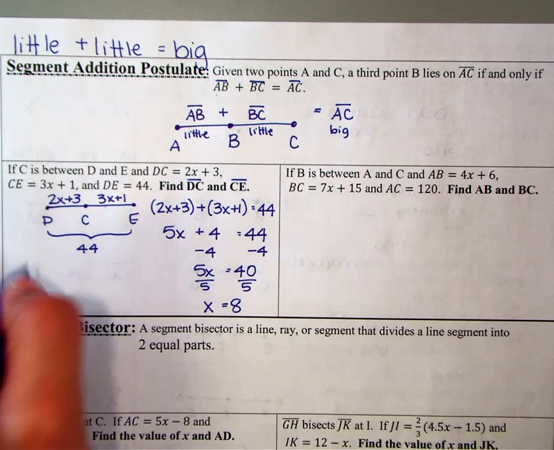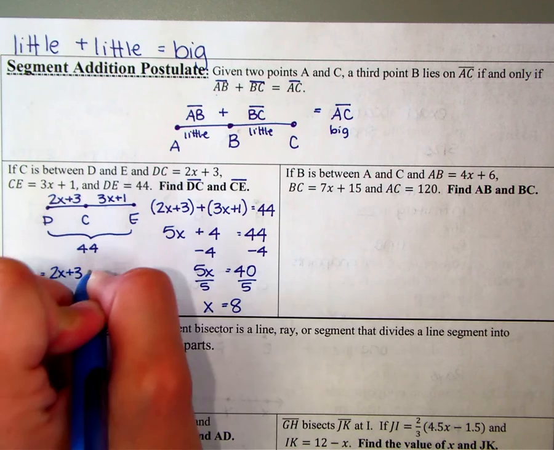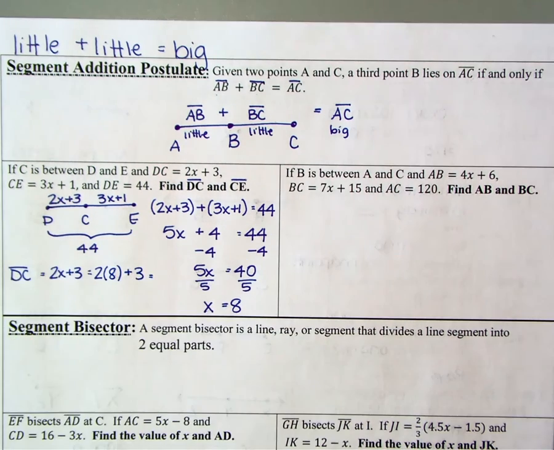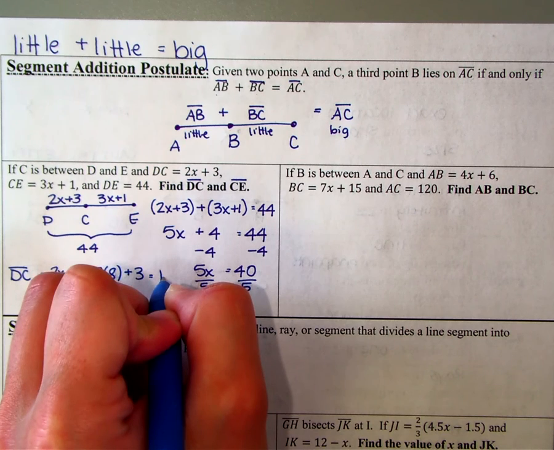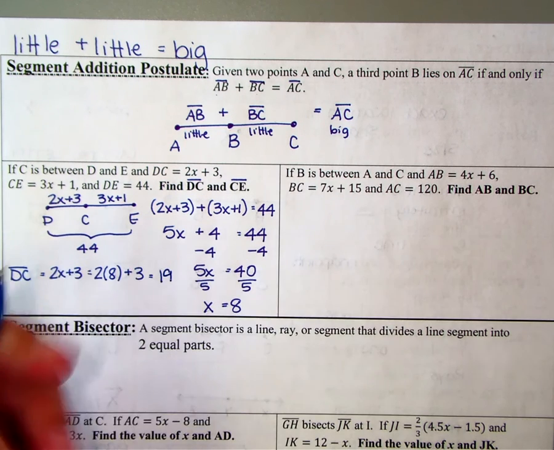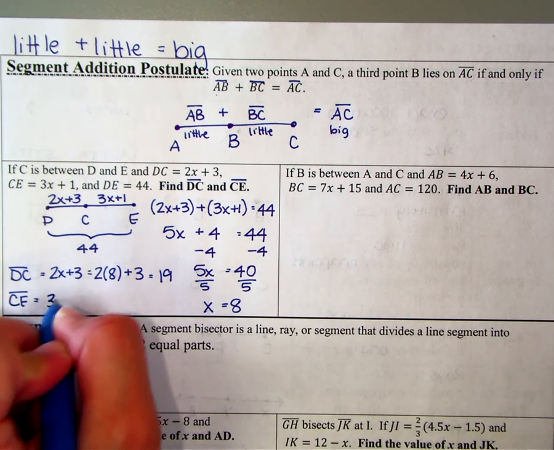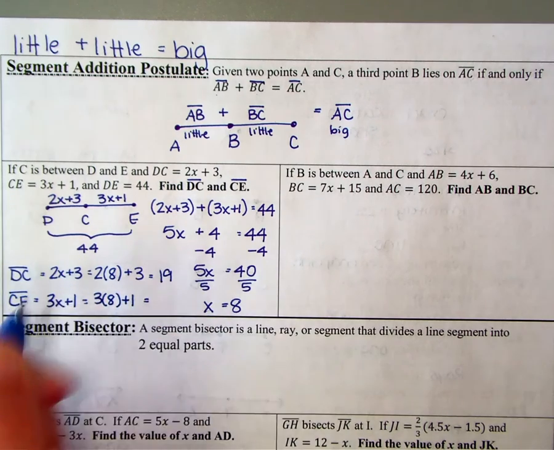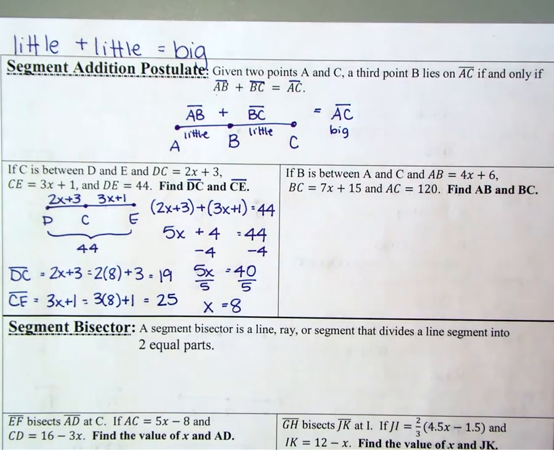And so if DC is 2x plus 3, we're going to take that equation and plug in an 8 for x. So then we have 2 times 8 plus 3, which is 19. And then CE is 3x plus 1, and we know that x is 8, so we'll plug it in. And we find that it is 25. And so those would be my answers for that question.